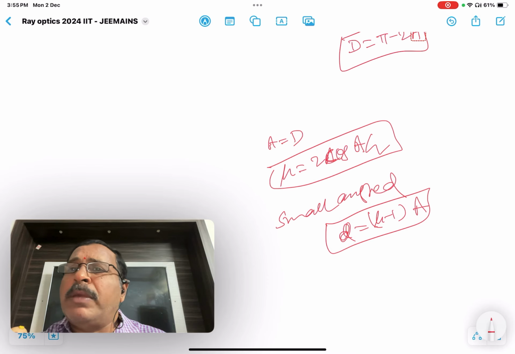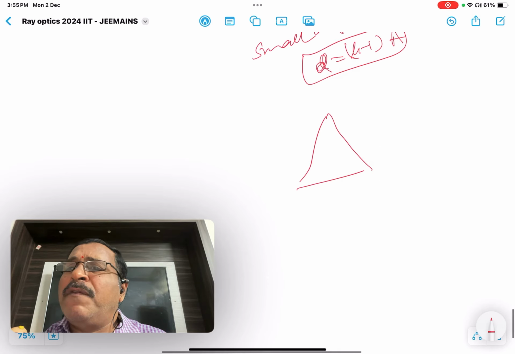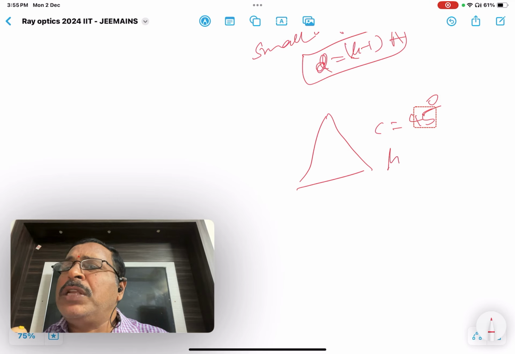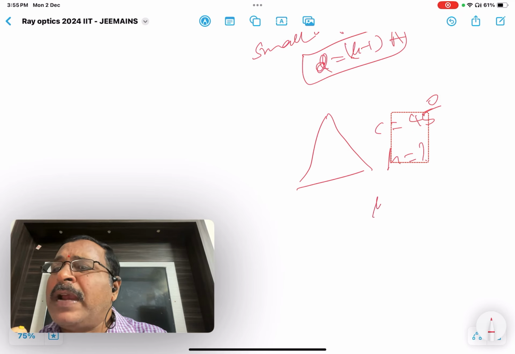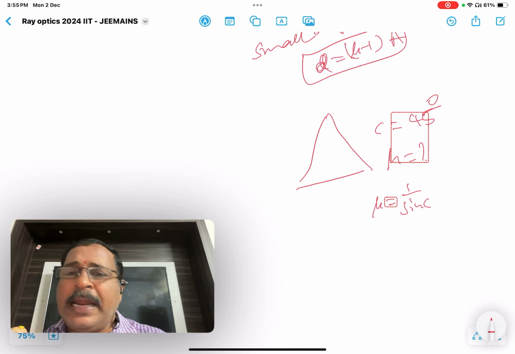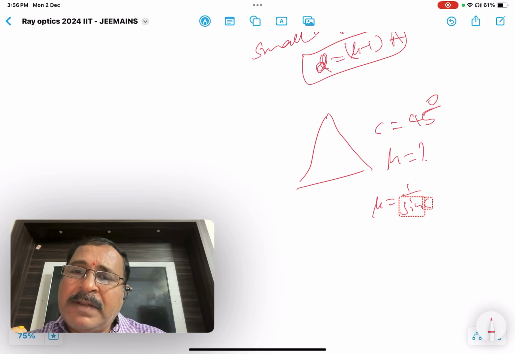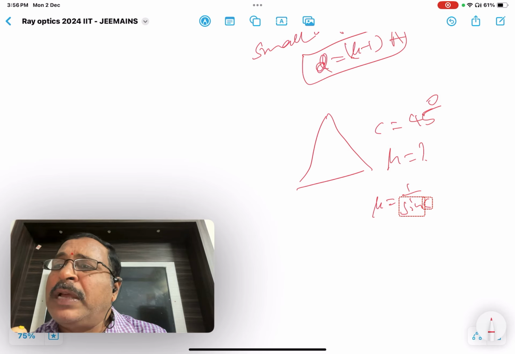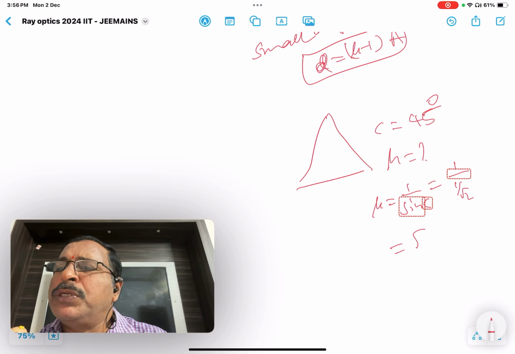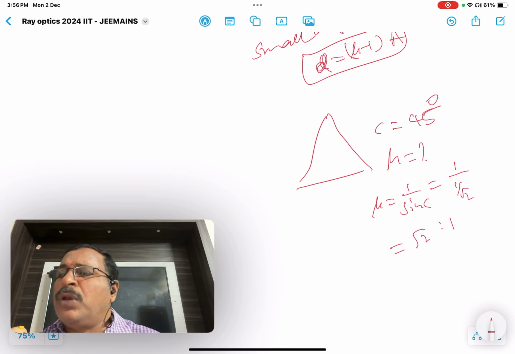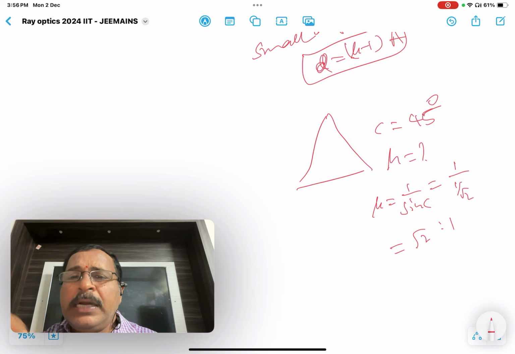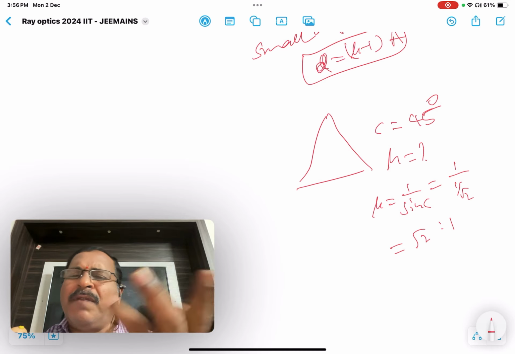Now, the prism is given there. If the critical angle for the prism is given as 45 degrees, as they asked in phase 2, then what is the refractive index of the prism? The refractive index equals 1 by sine C. We can expect this also. If the critical angle is given, we can find the refractive index of the material of the prism. So 1 by sine 45 is 1 by root 2. Therefore mu equals root 2 is to 1. Whatever form it may be, it was asked in the phase 2 entrance examination in one of the shifts.